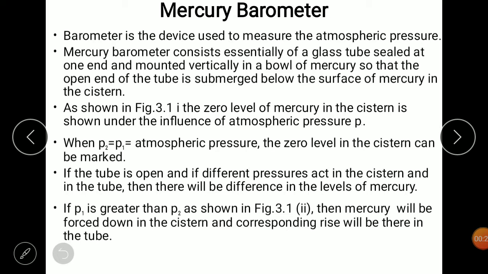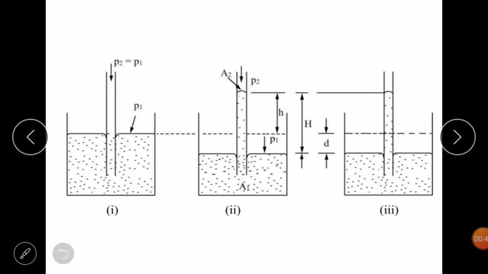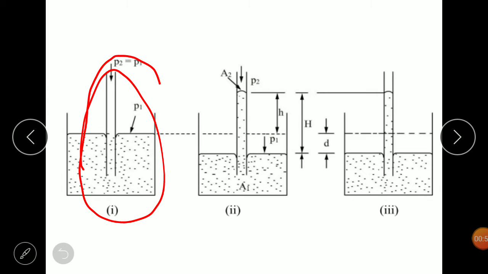It consists of a glass tube sealed at one end and mounted vertically in a bowl of mercury, so that the open end of the tube is submerged below the surface of mercury in a system. Now at this point, if there is a zero level in the mercury, how will it look? The pressure will look like this. Now you can see this is the pressure.